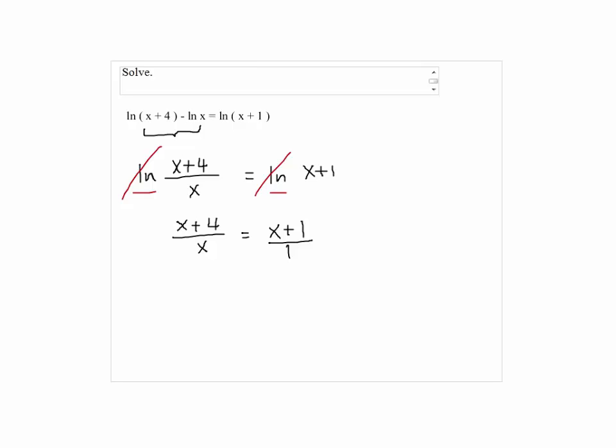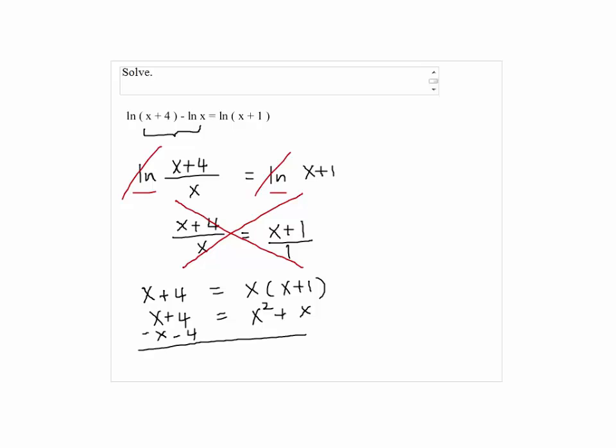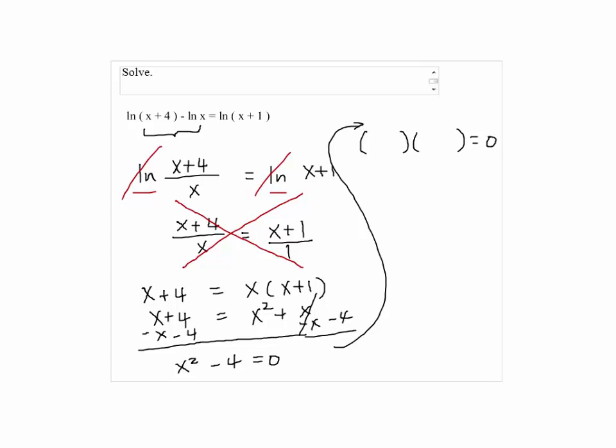Solve: ln of x plus 4 minus ln x equals ln of x plus 1. First, we can rewrite the left-hand side using the quotient rule. So ln of x plus 4 over x equals ln of x plus 1. Since we have one ln on each side, we can drop them. So we have x plus 4 over x equals x plus 1. X plus 1 is really x plus 1 over 1. So by using the cross multiplication method, we have x plus 4 equals x times x plus 1. So x plus 4 equals x squared plus x.